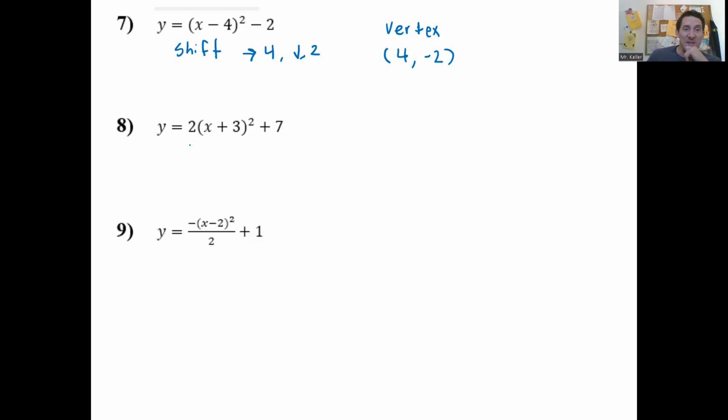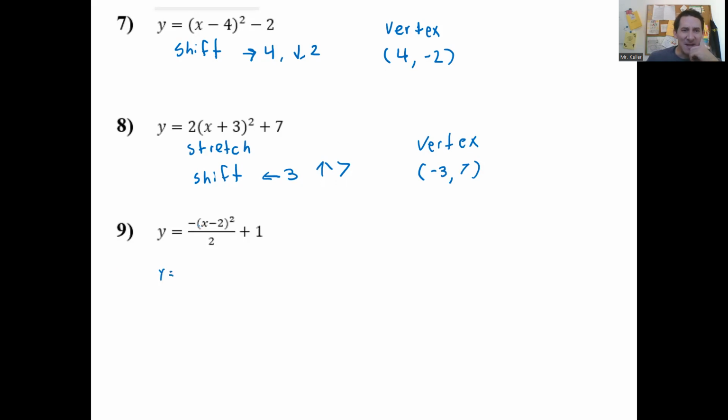Here, the 2 is going to be a stretch. The 3, so now it's going to be a shift. That's going to be left 3, since it's negative, up 7. And then the new vertex is at the point, since it's left 3, that's going to be -3 in the x direction, up 7 is +7. That's it.